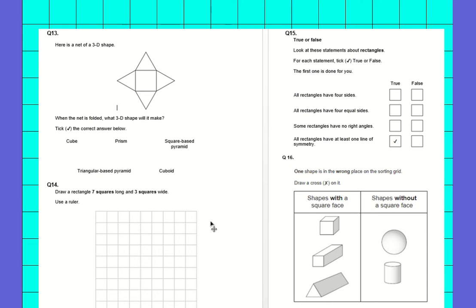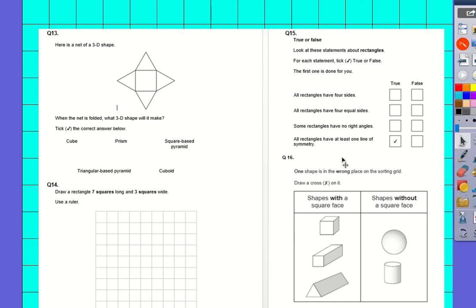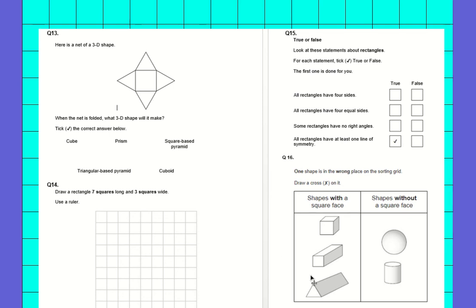And then your last question today is, one of these shapes is in the wrong place in this sorting grid. Can you put a cross on the 3D shape that's in the wrong place? So this side's got shapes with square faces. This side's got shapes without square faces. One of them's in the wrong place. Can you identify it, please? So they are your questions for today for maths.